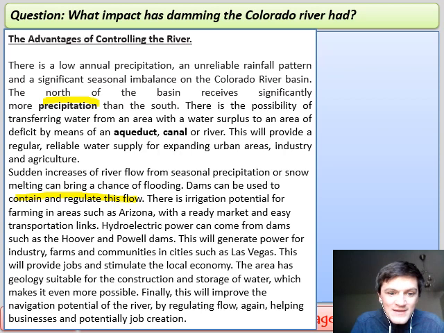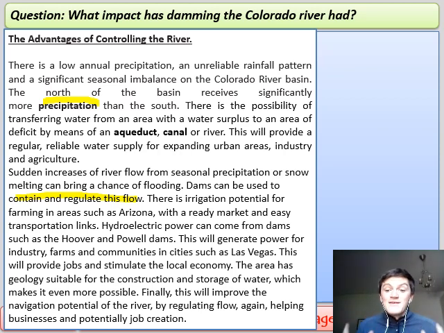With a ready market and easy transportation. Arizona's a huge growing city, so there's people who want to buy fruit and veg there. So if you can grow it there, you can sell it there easily. Hydroelectric power can come from the dams, such as the Hoover and Powell dams. So we've just talked about hydroelectric. This will generate power for industry, farms, and communities.